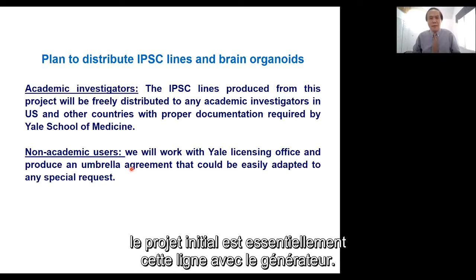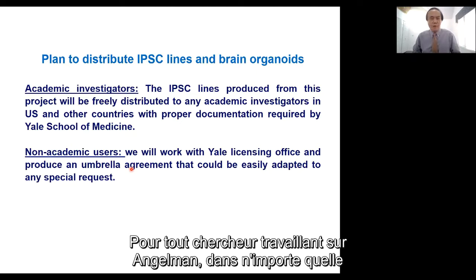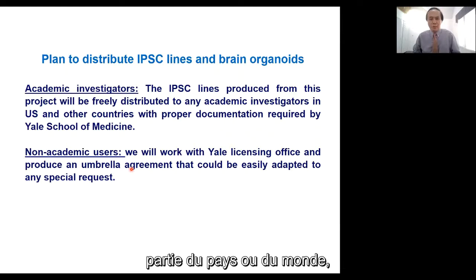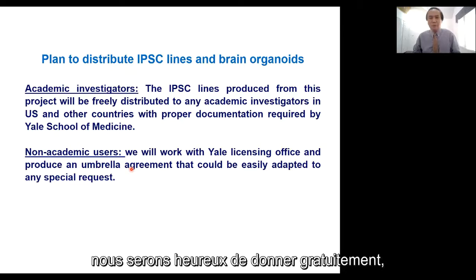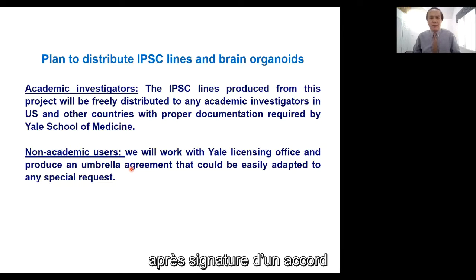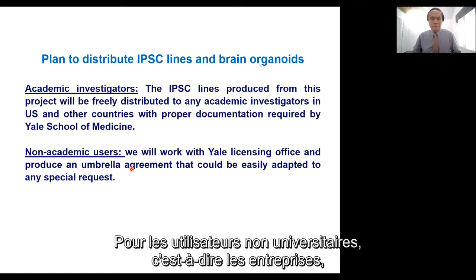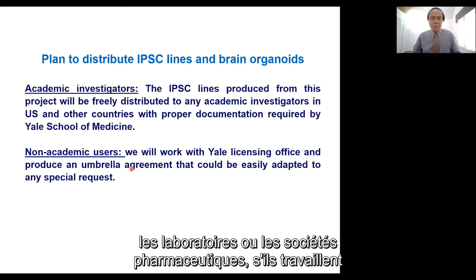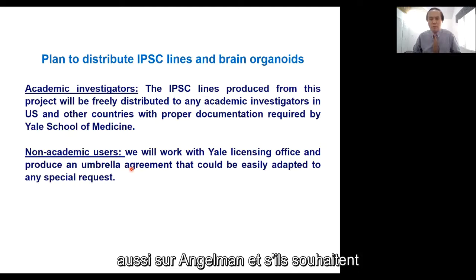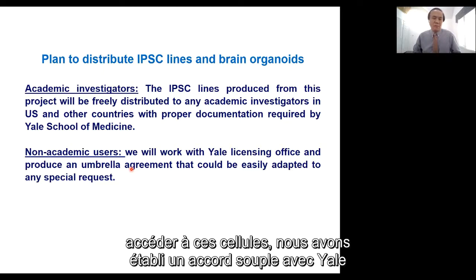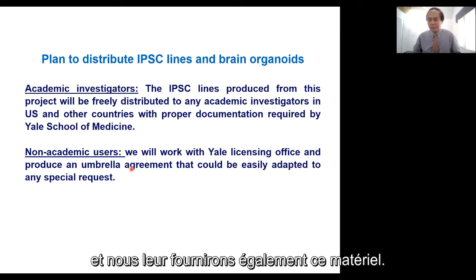So again, the final plan is that once these lines are generated, any researcher in any part of the country or the world who is working on Angelman, we'll be happy to give it to them for free, as long as they sign an agreement, some kind of paperwork with Yale. For non-academic users, such as a company, laboratory, or pharmaceutical company, if they are also working on Angelman and want to access these cells, we will just develop an easy agreement with Yale. We will be delivering this to them too.